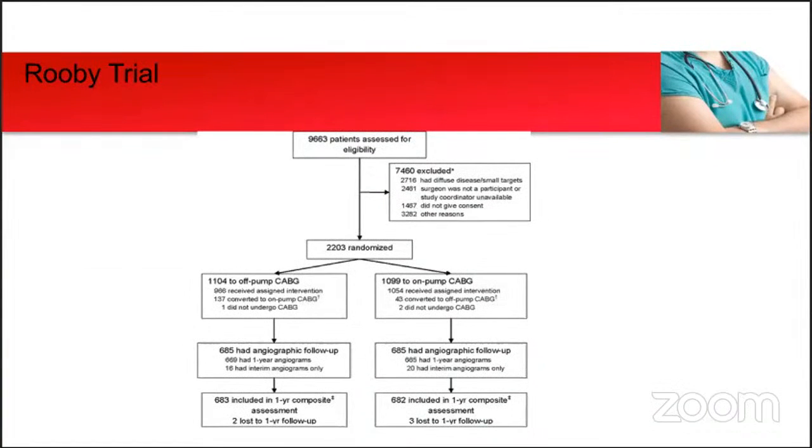Moving to Ruby trial, which is a randomized controlled trial, US-based in 19 different centers, which included only Veterans Affairs Hospitals. Out of 9,663 patients assessed for eligibility, only 2,203 were randomized to both arms of the study, where 1,104 in the off-pump Cabbage and 1,099 patients in the on-pump group.